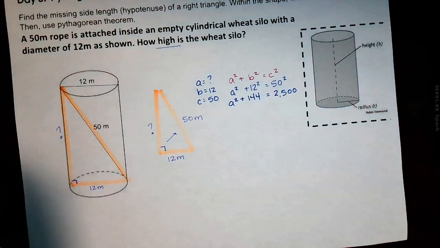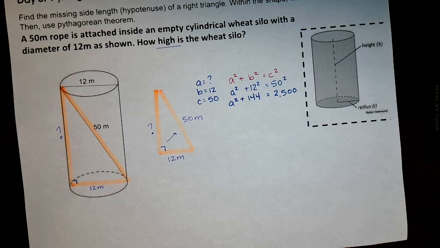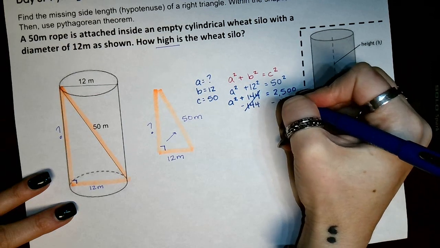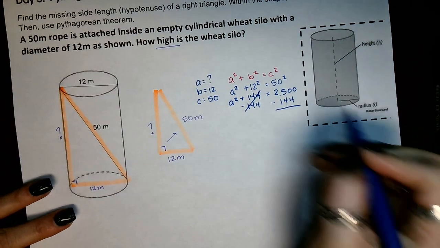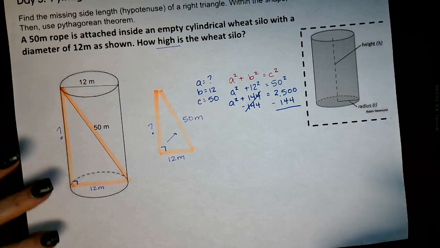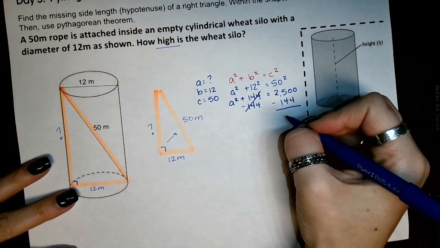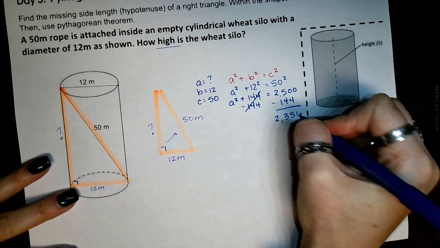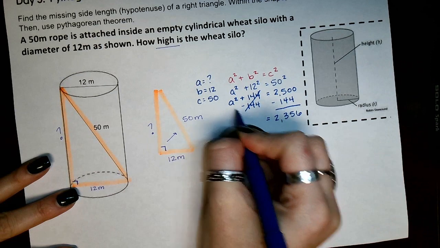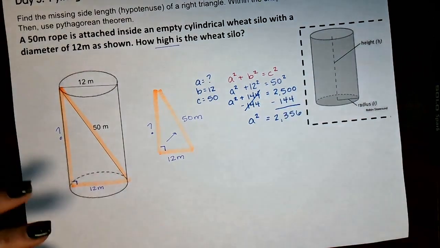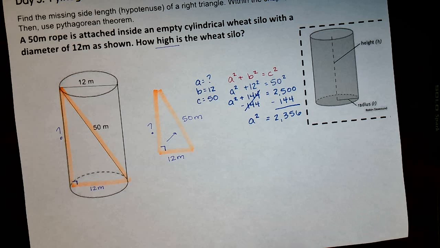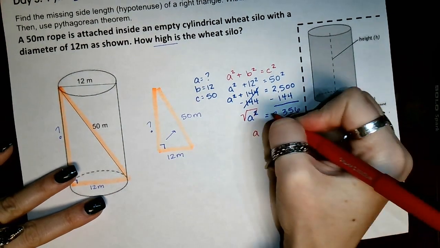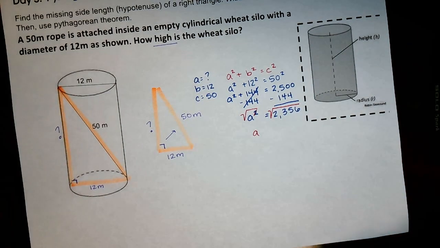Since you're trying to find your leg, you will now subtract that 144 from both sides. So 2,500 minus 144. Again, you can use calculators. That's going to give you 2,356. Bring down what we haven't used, so this a squared. Now, as we know, our last step is to find that square root. I'm going to find my square root here, so that will make it just a.